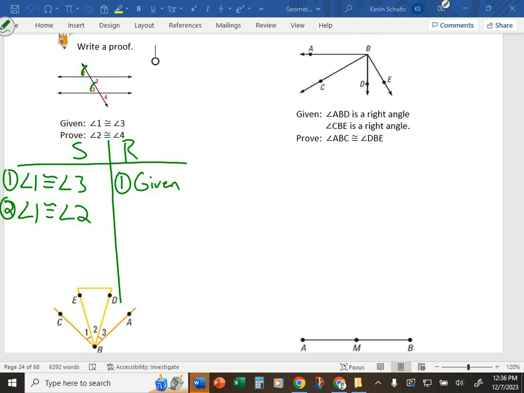Because of why? Vertical angles. Now, she then said that angle 3 is congruent to angle 4, because these two things have the same reason, vertical angles, you can include them in the same step. You're allowed to do that. You can keep them as separate steps. You can say angle 1 is congruent to angle 2 in step 2, and then step 3, angle 3 is congruent to angle 4. Or you can just say, in step 2, I'm saying both of these things because of vertical angles.